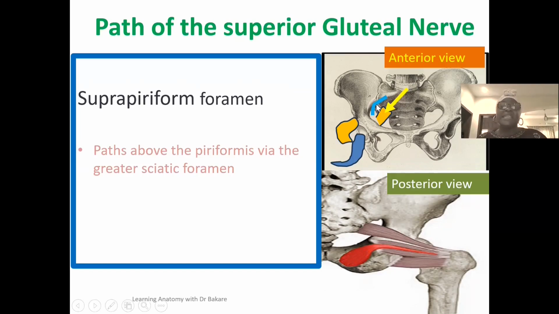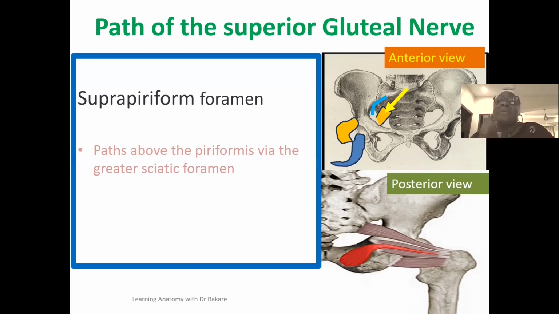So after the emergence of the superior gluteal nerve from the sacral plexus, you see that this nerve is directed above the piriformis, and it is through this course that it exits the pelvic cavity. Remember, we said that this nerve needs to exit the pelvic cavity because it is a nerve of the gluteal region. So it needs to exit this space for it to be able to access the gluteal region. So within this space, you see that it is directed through the suprapiriform foramen.